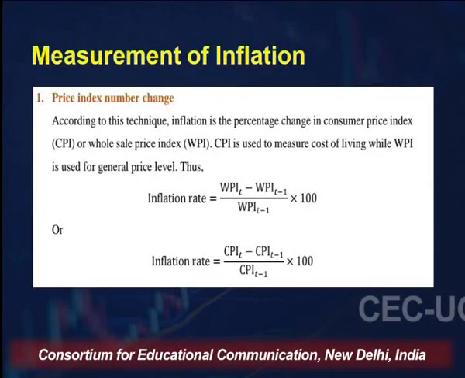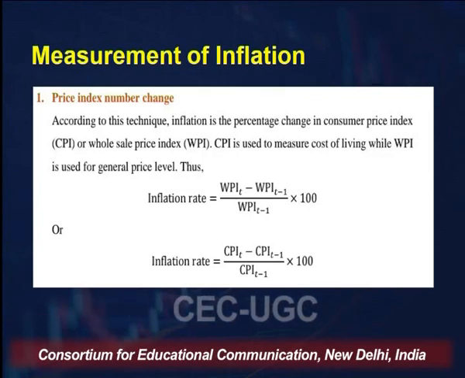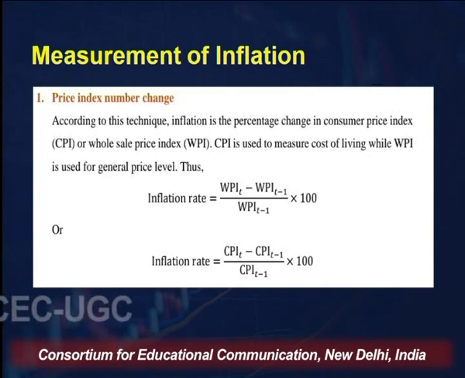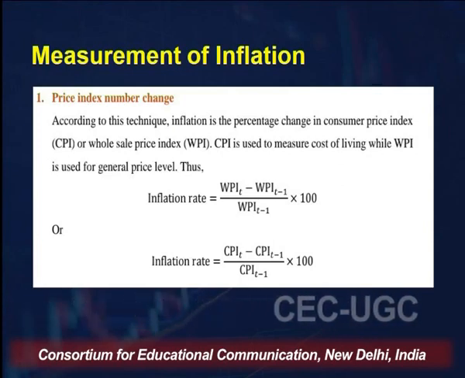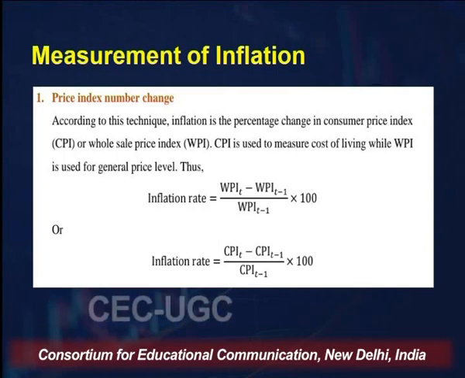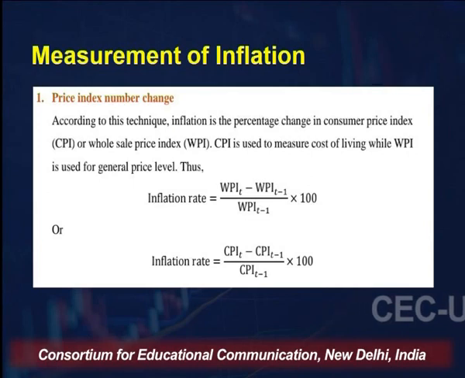Now, how do we calculate or measure inflation? The price index number is one method to calculate inflation, and according to this technique, inflation is the percentage change in the consumer price index, that is CPI, or the wholesale price index, that is WPI. CPI is used to measure the cost of living, while WPI, the wholesale price index, is used for the general price level.